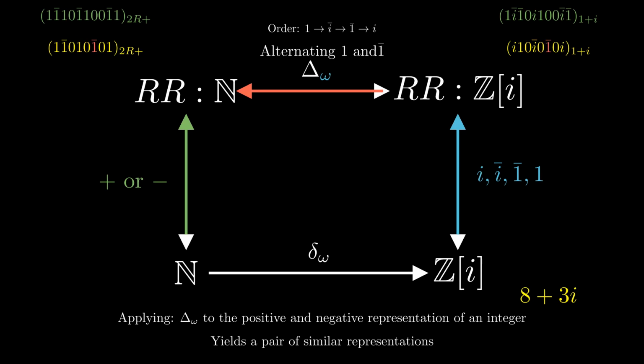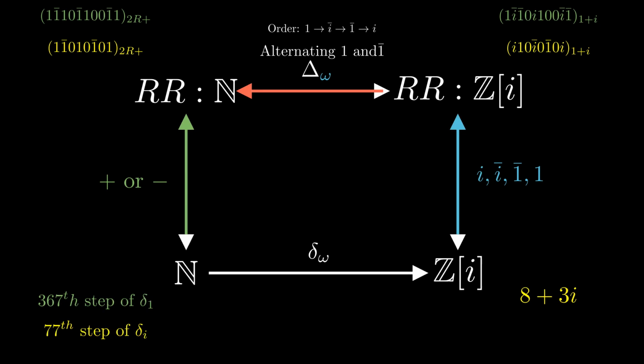Then, by converting this representation to an integer, we finally have the answer to our question. 8 plus 3i is the 67th step of delta i and the 367th step of delta 1. Each point is crossed by 2 dragons. It can be the same dragon as well. Remember 2 minus 3i, both pairs started with a 1, but this is a very interesting property, and we now have the answer to our question.